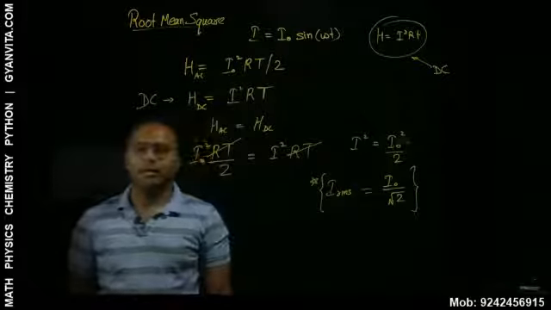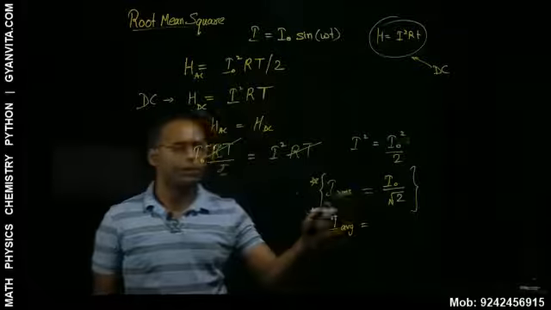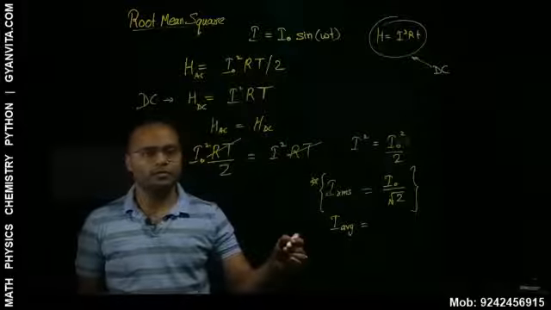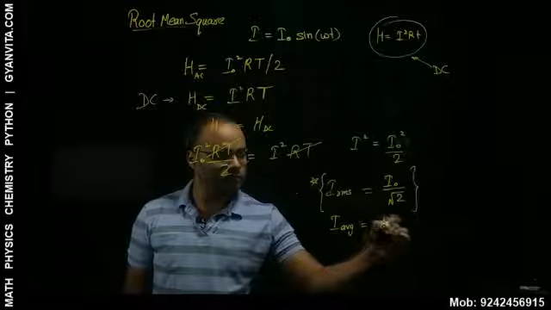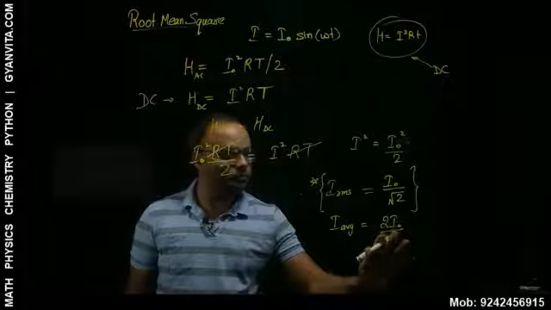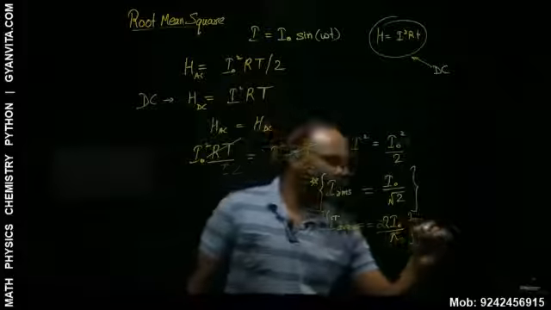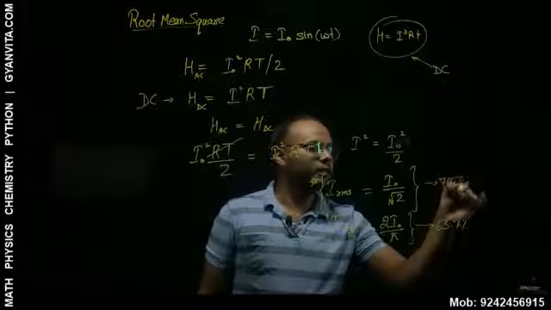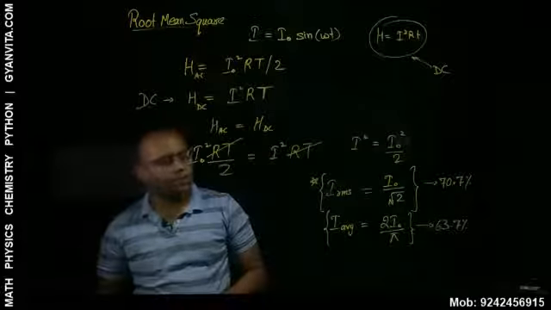Right? And the average for half cycle was what? What was the value there? Just now we have derived, right? The average was 2/5 I naught. Right? So this is 63.7%, and this one is actually 70.7%. So the IRMS value is more than the average value.